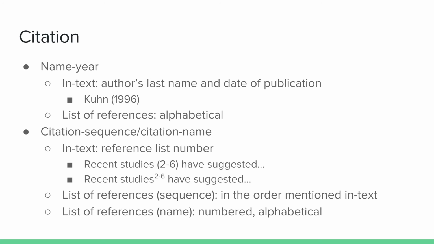For both citation sequence and citation name, the in-text citation is the number of the reference from the reference list. The reference list is ordered alphabetically for citation name, but for citation sequence, the list is numbered based on when the source is mentioned in the text. For example, the first source cited will be number 1 on the reference list, the second number 2, and so on. For citation name, an author named Alan would be number 1, whereas an author named Zara would be number 15.